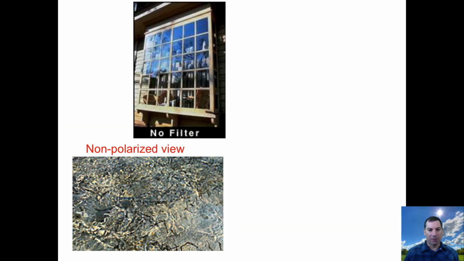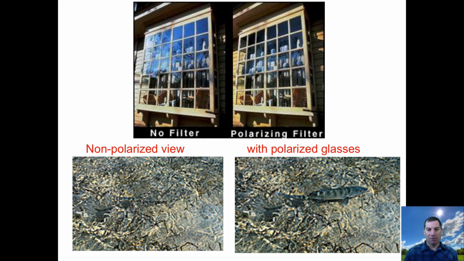Polarizing filters are useful for fishing, for instance, in sports, driving. People that are driving a lot on the road, troopers, state police, they don't want eye fatigue, so they wear polarizing glasses because it takes out the reflections. So this is a non-polarized view with reflections. This is a polarized view without reflections.